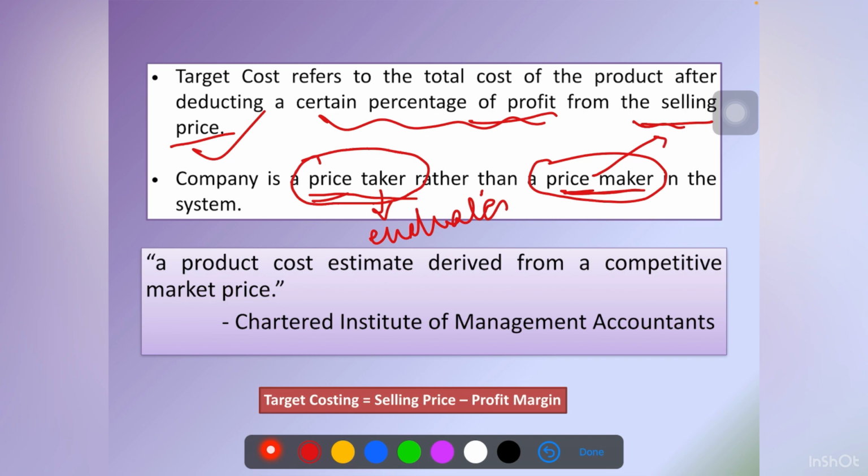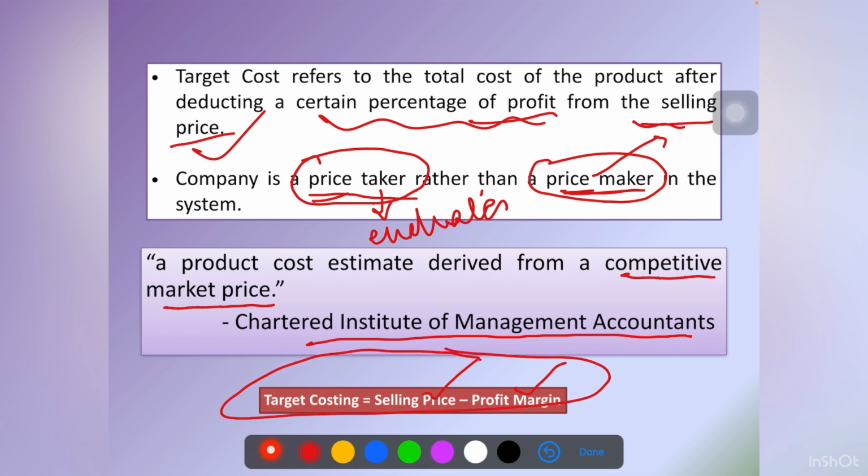One of the definitions given by the Chartered Institute of Management Accountants says that target costing is a product cost estimate derived from competitive market prices. Now what does this mean? Competitive market prices apply when the number of players in the market is large. The formula for target costing is selling price minus profit margin. This is what we have studied in the definition and the entire process of target costing. So do remember this formula.